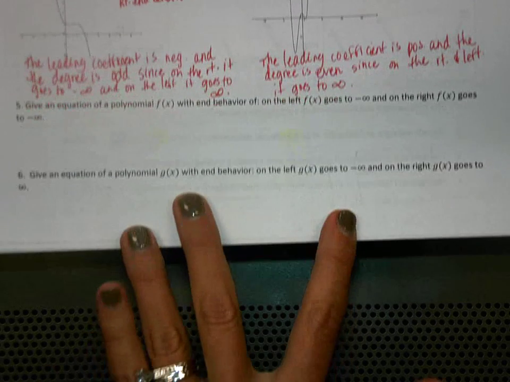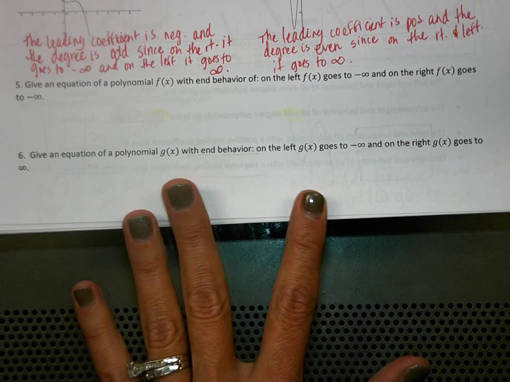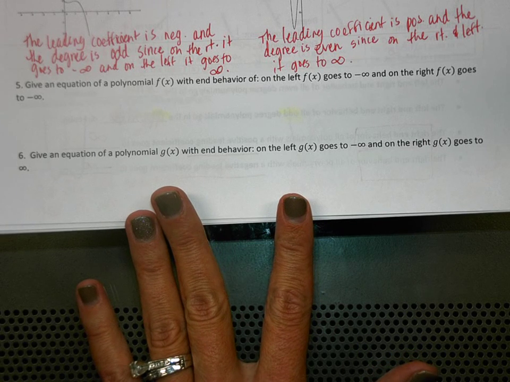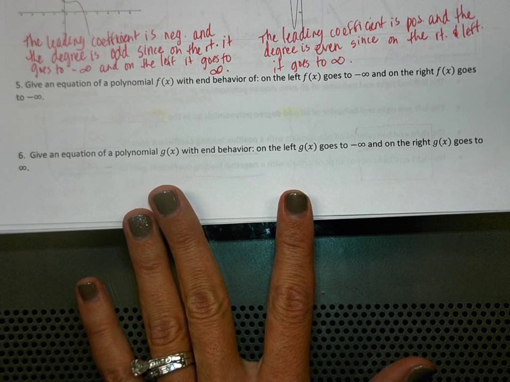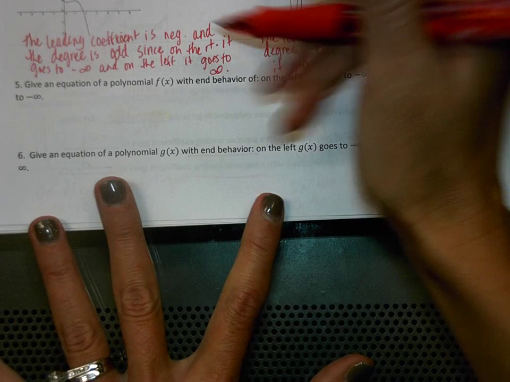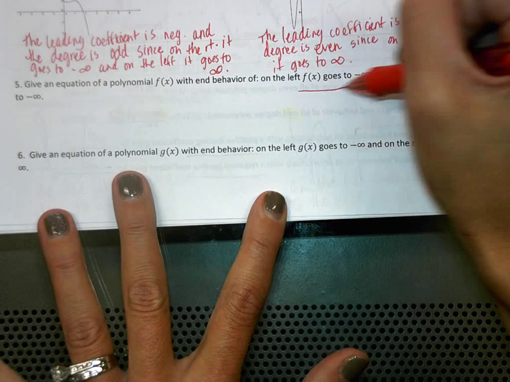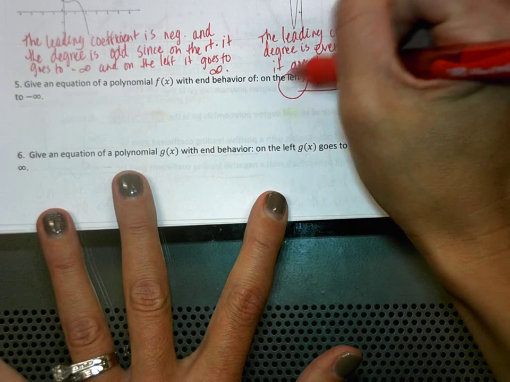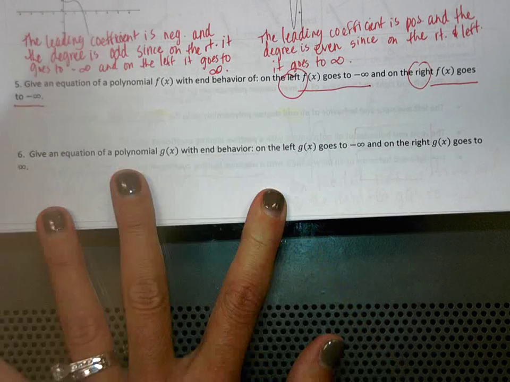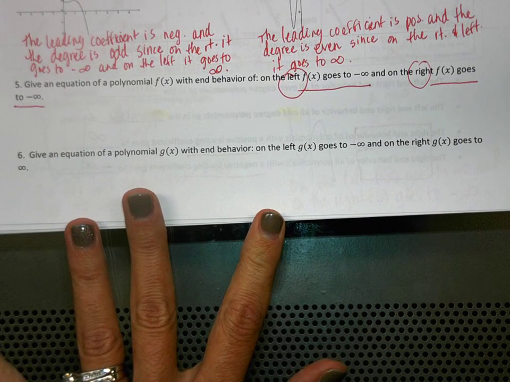All right, example 5. So here they just want us to write an equation. So we don't have to do any justification, which is really nice. And there are a lot of different equations that could be written. So it says f of x with an end behavior on the left, f of x goes to negative infinity. So we have the left, it goes to negative infinity. And on the right, it goes to negative infinity. So what does that tell us about our degree?